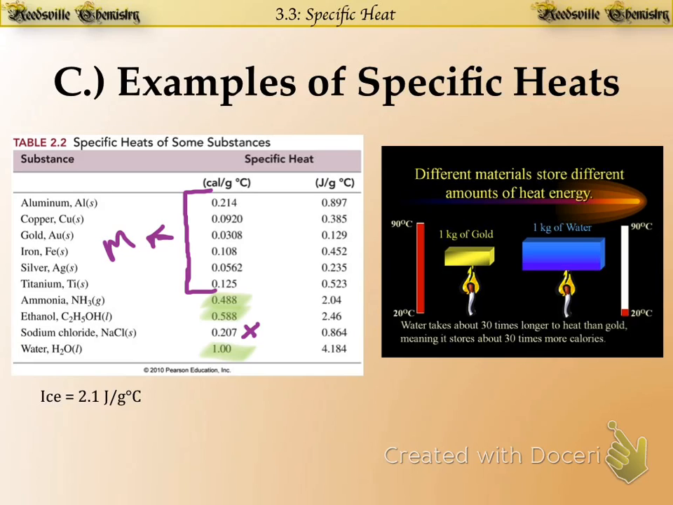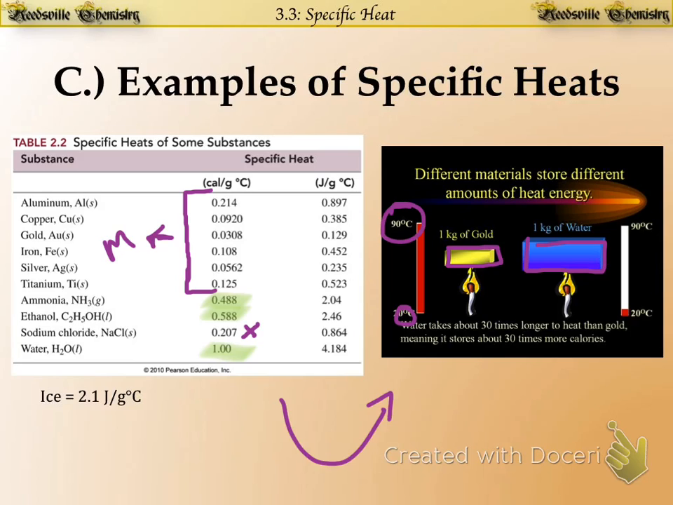Let's take a look over at the right side of the page here. If we have a match and we hold it underneath a little block of water, some type of block that holds water right here, and we have another, totally identical match, and we hold it underneath a block of gold, and each one of these things is a kilogram in mass, water is going to take about 30 times longer to heat than gold. So if I have my match underneath the piece of gold here, that gold is going to heat up from 20 degrees Celsius to 90 degrees Celsius pretty darn quick. But it will take 30 times longer to do that for the water.